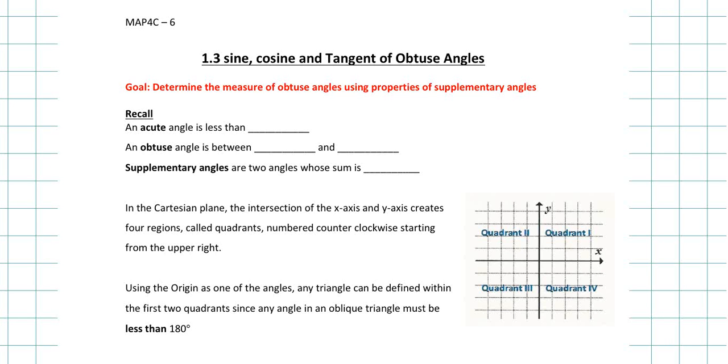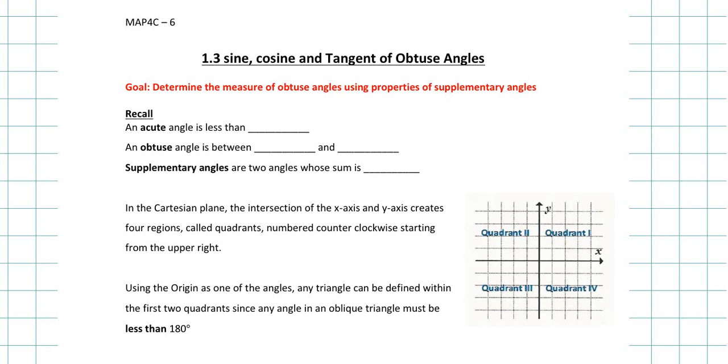So yesterday we talked about how the sine, cosine, and tan, their value is different if you have an acute angle or an obtuse angle. And we learned that if it's an acute angle, sine, cosine, and tan are positive, and for an obtuse angle, cosine and tan are negative. Okay? Today we're going to explore why, and then we're going to try to find angles if we are given a certain ratio.